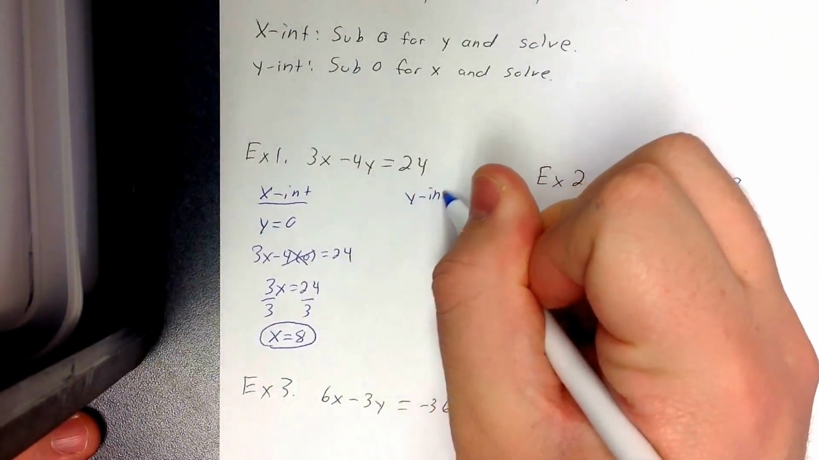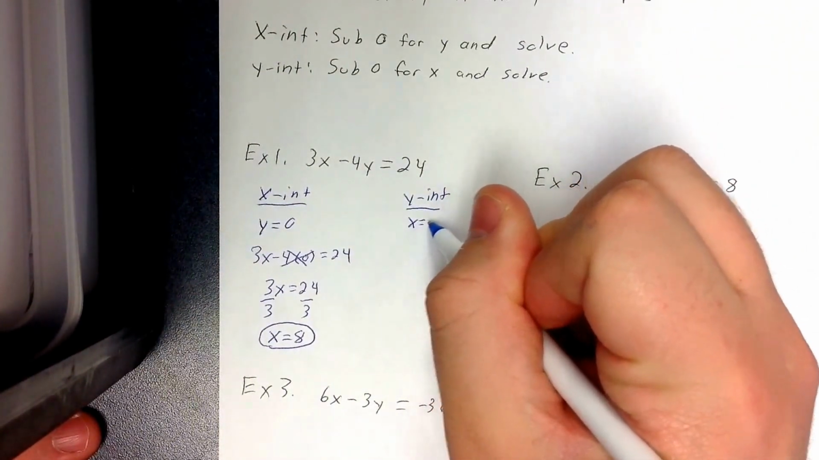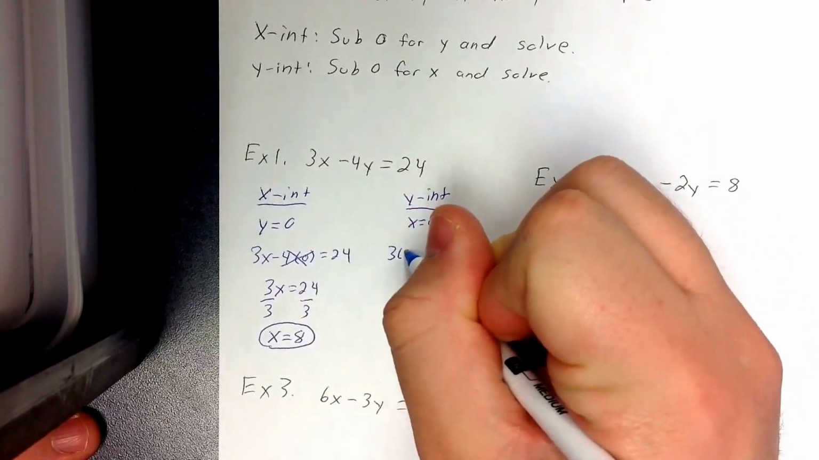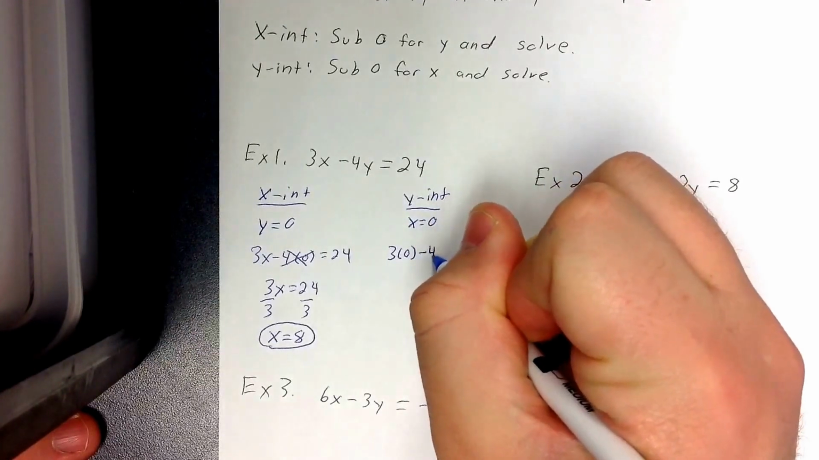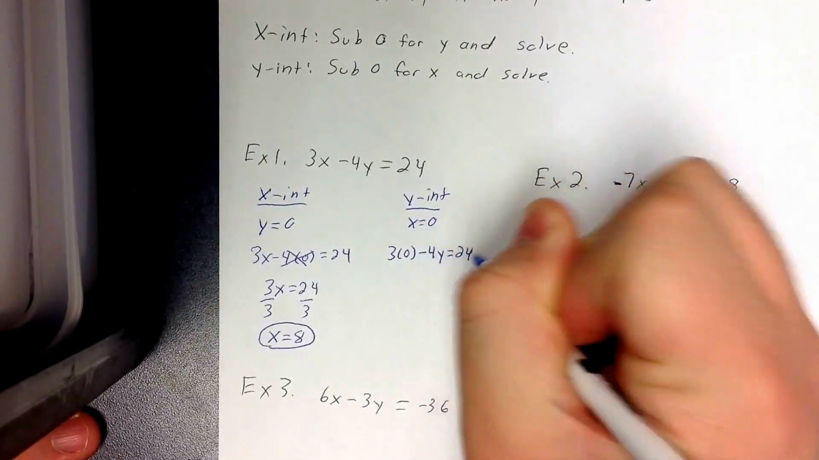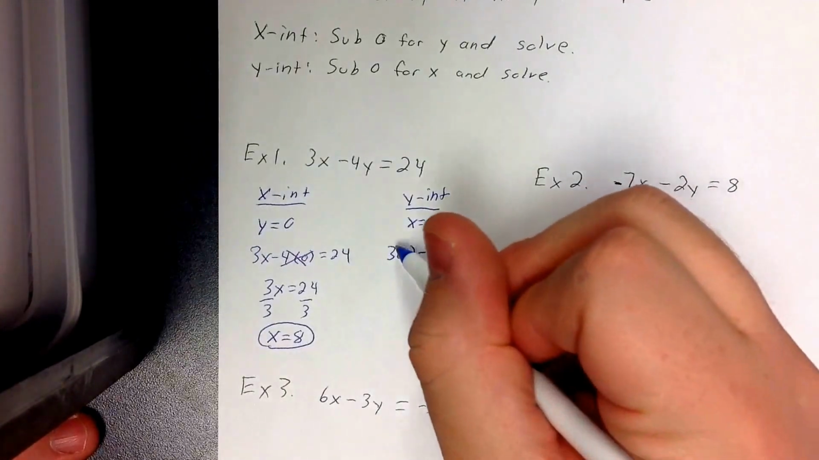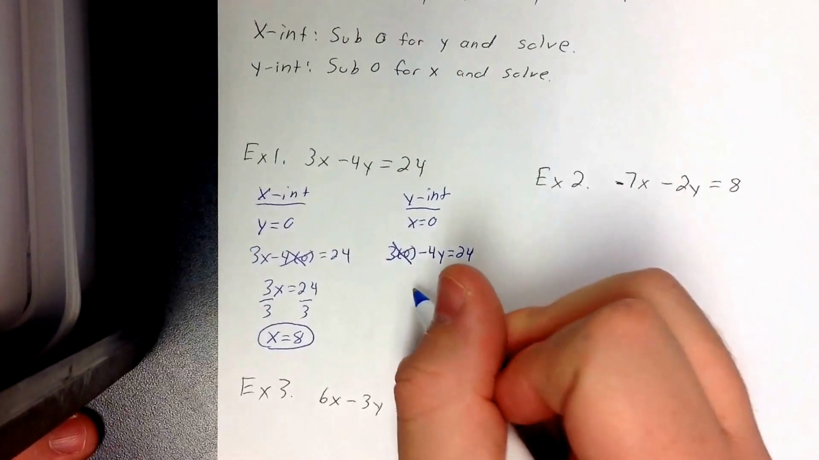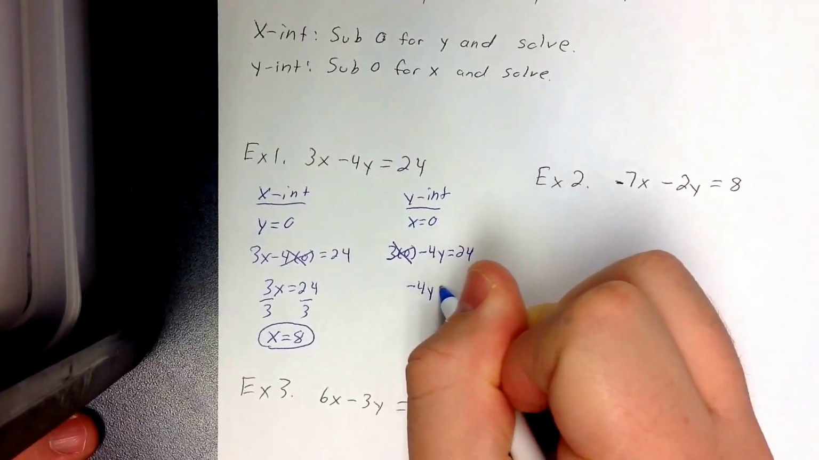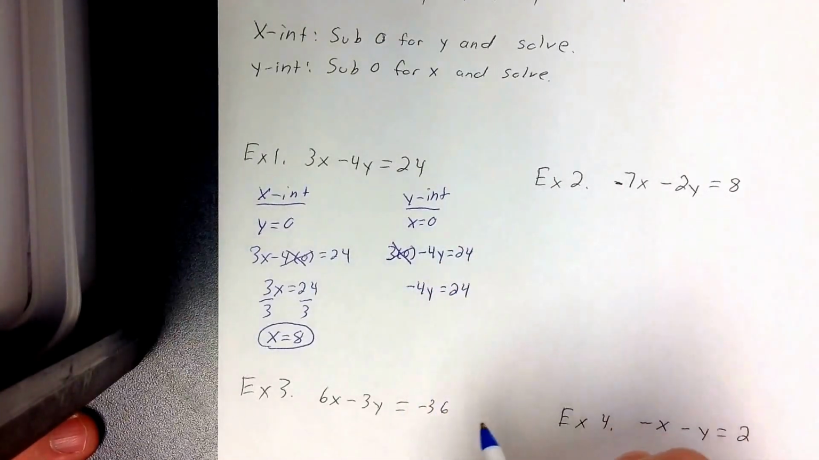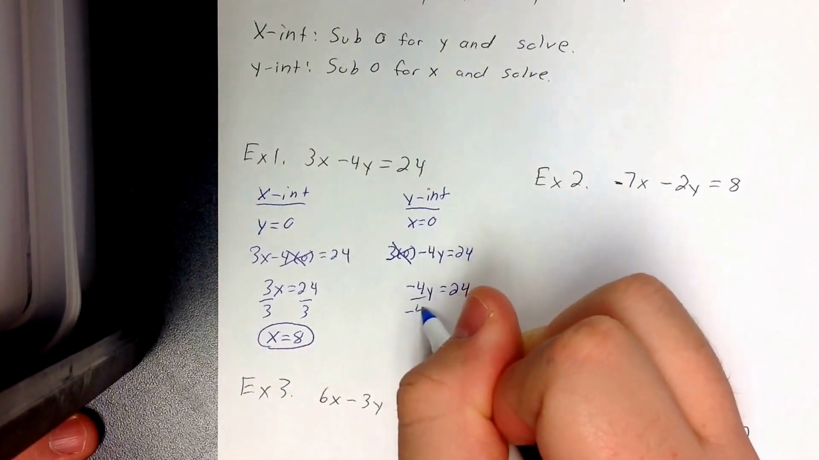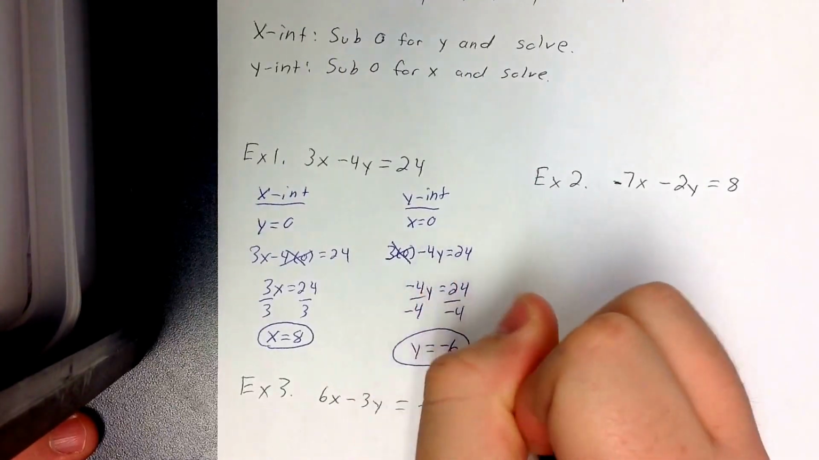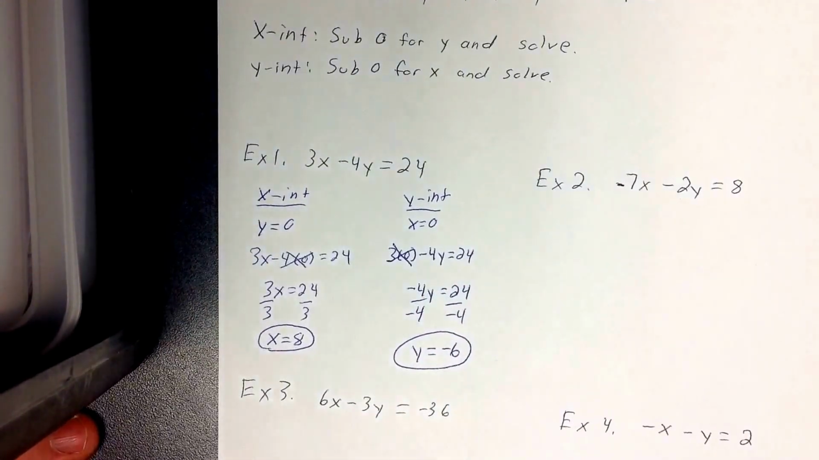The y-intercept, I'm going to put in 0 for x. So again, I'm going to take my equation, but now instead of writing 3x, I want to put in 0 for x, minus 4y equals 24. 3 times 0 is 0. And again, since this is minus 4y, I need to bring it down as a negative 4y equals 24. Then divide both sides by a negative 4, and I get y equals negative 6. So the y-intercept is negative 6.